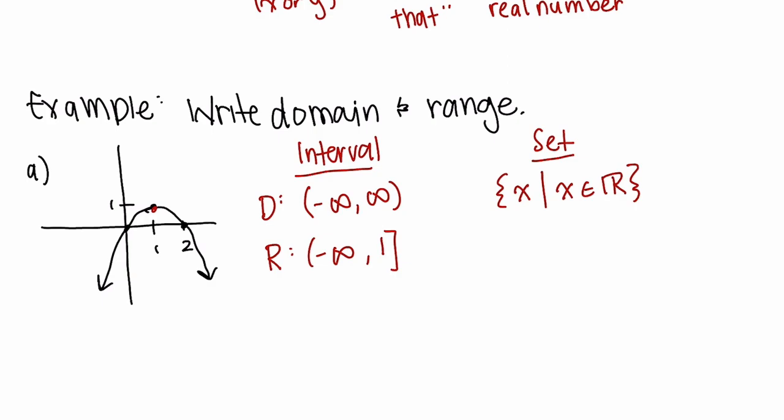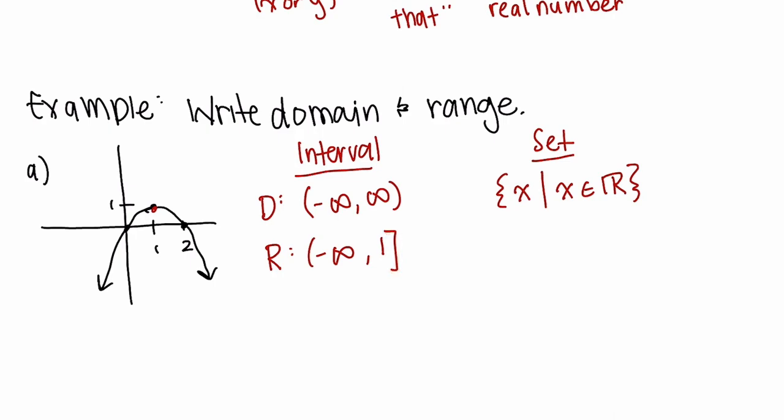So typically, most of the time if I'm doing domain and range and it's a number that we're doing this parentheses on, we're going to have an asymptote there. Otherwise, if there's just a point there, do your square bracket.